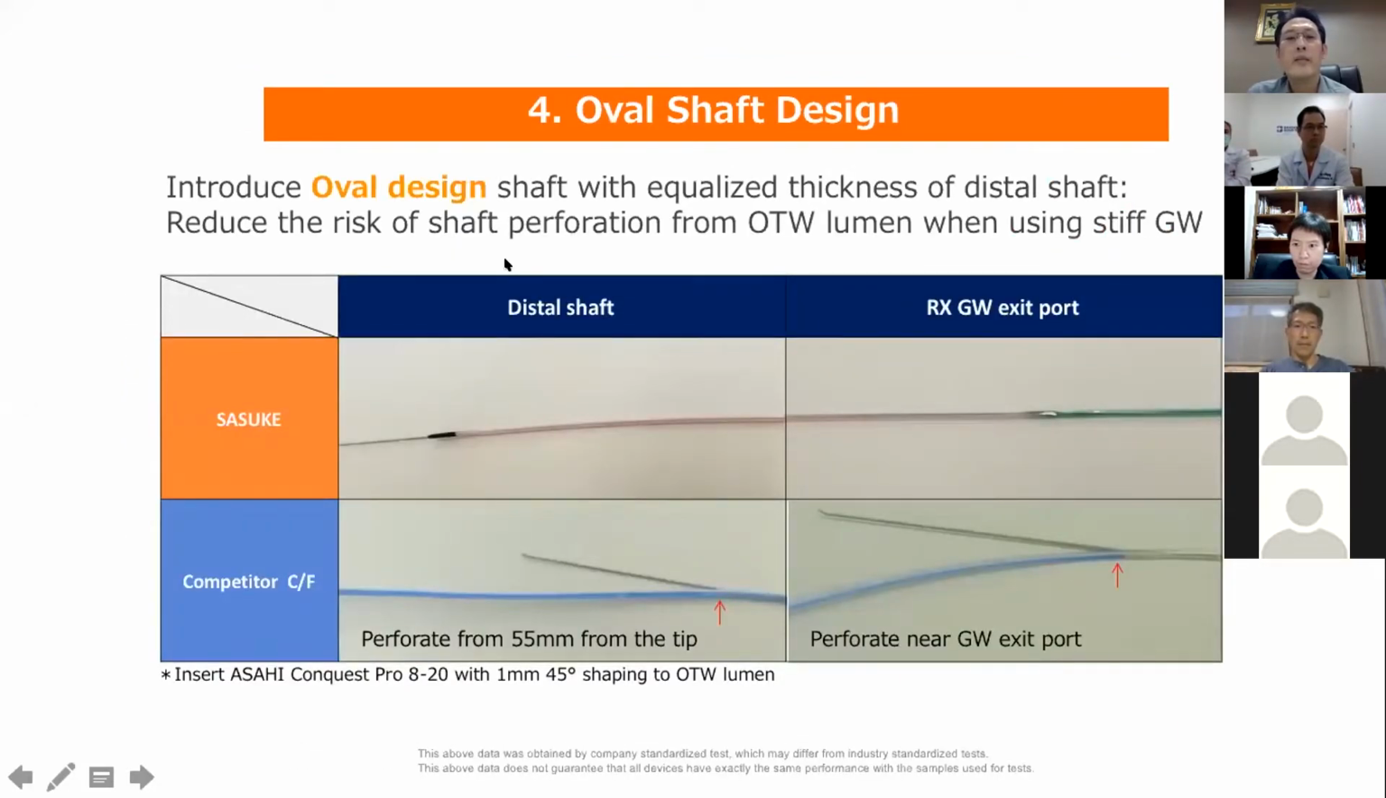And again, because of the oval shape design with equalized thickness, it has more resistance to prevent sharp perforation, especially when you use a very stiff wire like a Conquest Pro 20. This is a perforation of the Crusade microcatheter, not at the exit point; it's just a perforation at the shaft. Sometimes we face this difficulty when using a very stiff guide wire. But the Sasuke can be used with a very stiff wire.